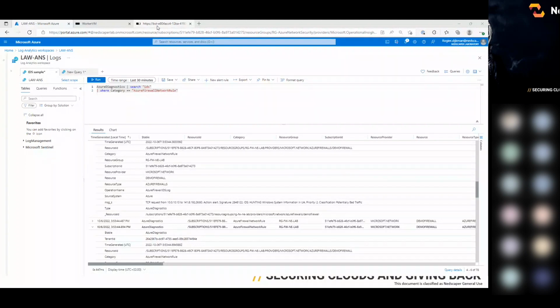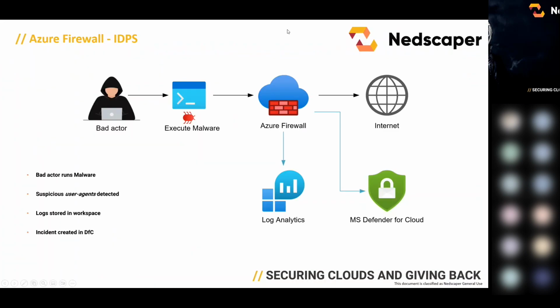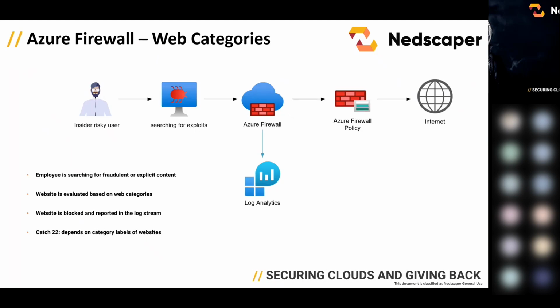So let's go back to the demo, to the PowerPoint presentation. Again, the bad actor tried to execute the malware, ran into the Azure Firewall, the data was being logged in the workspace, and the vendor picked it up and it will also be visible in Microsoft Sentinel, as my colleague will show later. So what more risks can the Azure Firewall help us with?